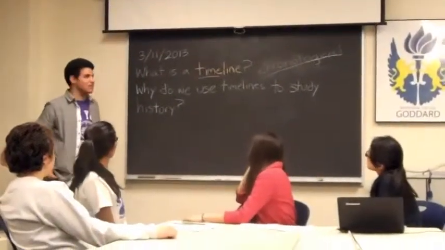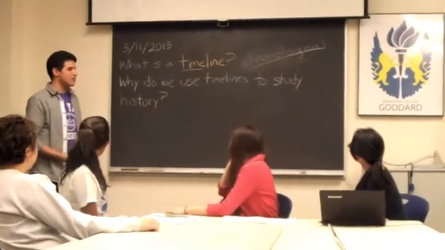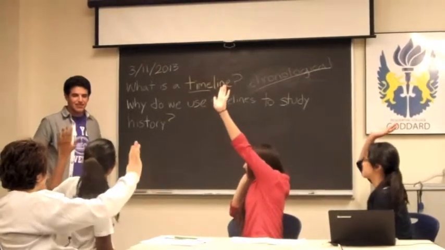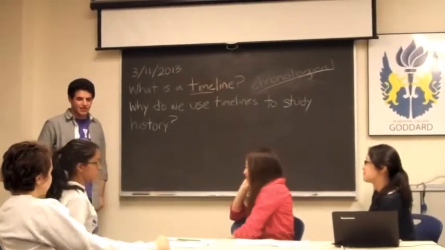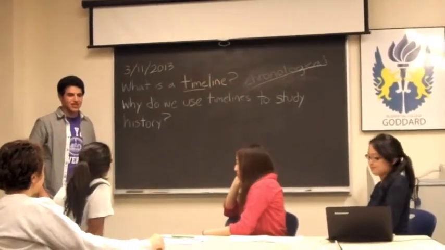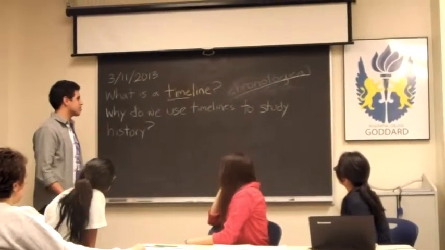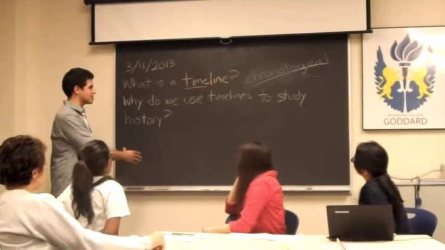So today's lesson is going to be about timelines. I'll start by asking you guys a question. What is a timeline? Allison? A timeline is an order of events in time. That's a really precise definition. Thank you. So a timeline, as Allison said, is an order of historical events in time.